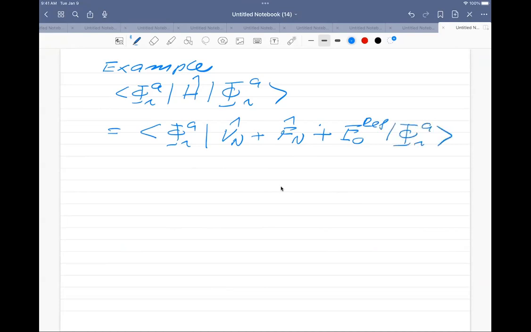Now, the last one is just a number. So that gives us just the reference energy. That would be something which we will carry with us. And often when we run calculations, you can subtract it away because it's just a reference energy you can add back at the end.